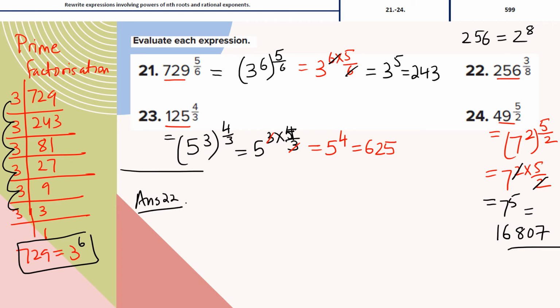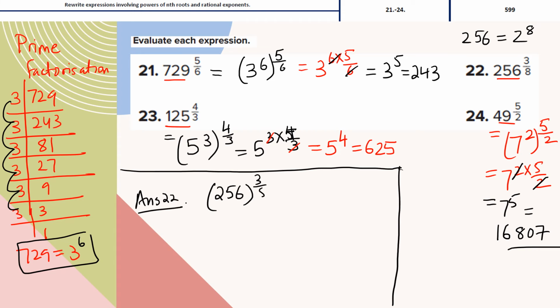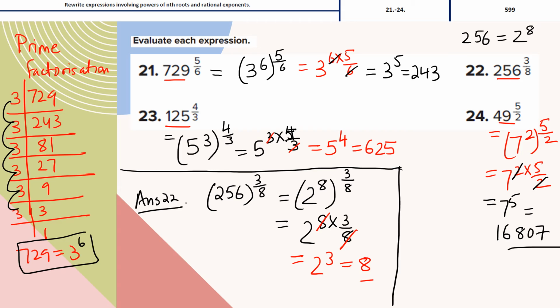Now we are just left with the last question. I'm going to put the answer here since I have less space there. So you do the prime factorization of 256 and it comes out to be 2 to the power 8. So this can be written as 3 by 8. Again we apply the same law, the power gets multiplied. So 8 multiplied with 3 by 8, the power gets cancelled and this is left with 2 to the power 3, which is 8. So that's the answer.